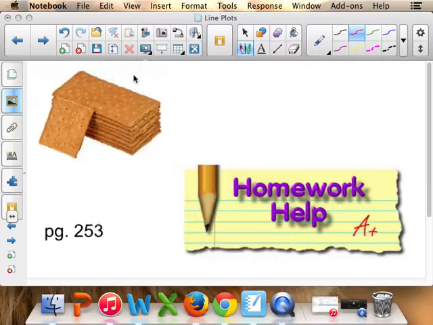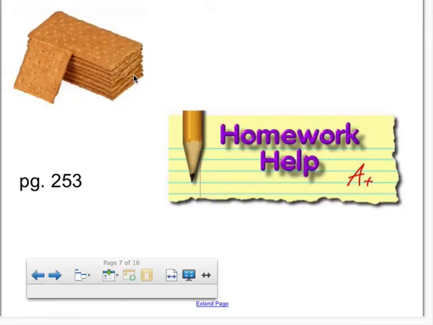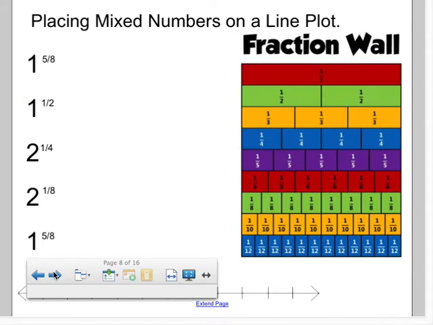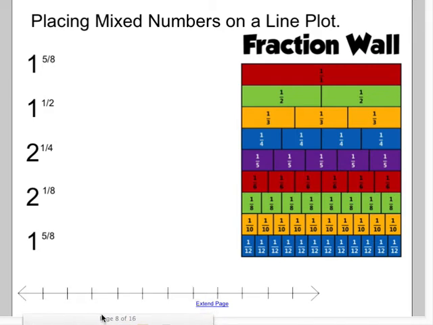Let's start. Alright guys, for tonight's homework, you're going to be on page 253. And it's going to be very similar to what we just worked on in class together. Here's some stuff that you need to know. These equivalent fractions on this fraction wall right here. They have one whole. Then they have 1/2 underneath it. Then they've got fourths, which are going to be very useful for your homework. And you're also going to want to pay attention to the eighths.